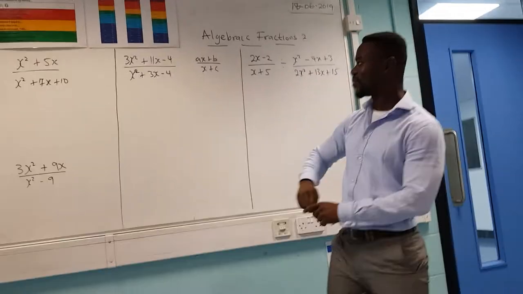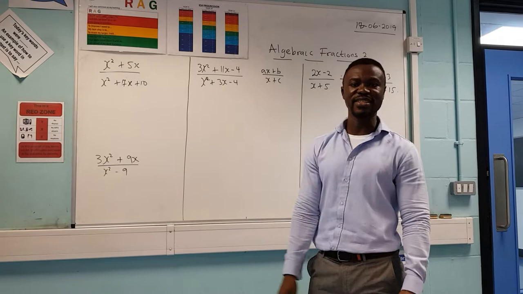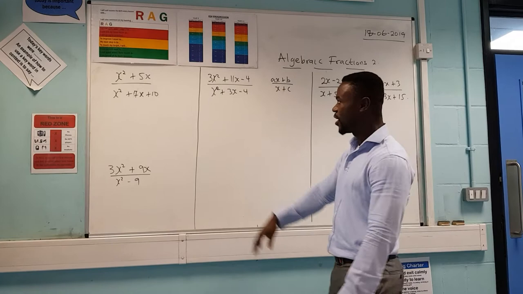You're going to simplify algebraic fractions. I've put about 3 or 4 different GCSE type questions. These are usually 2 marks. These are usually 3 or 4 mark questions. So you're going to start off from this one. We're going to factorize first.